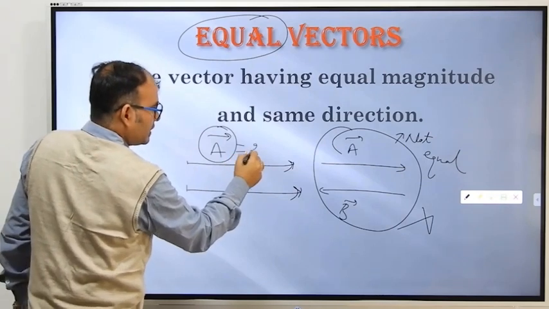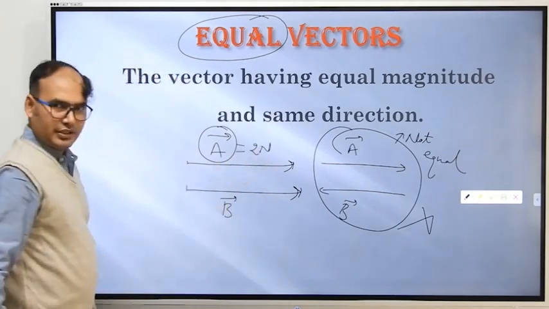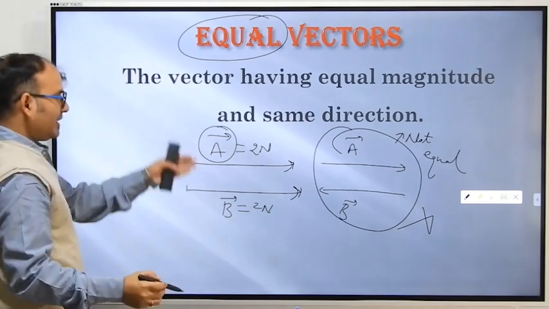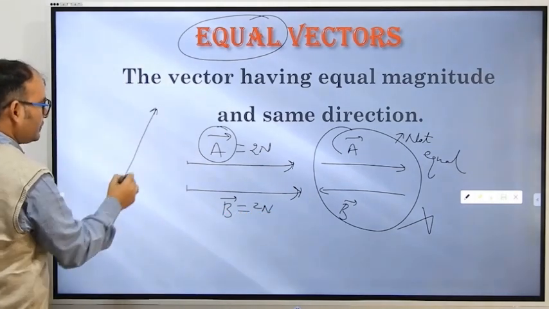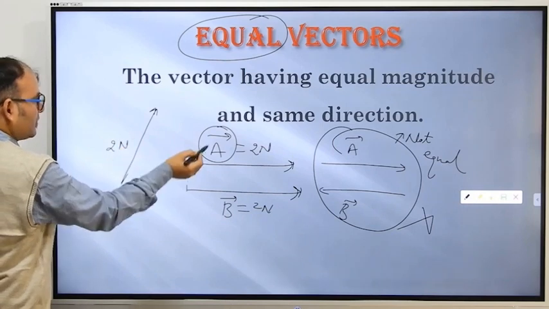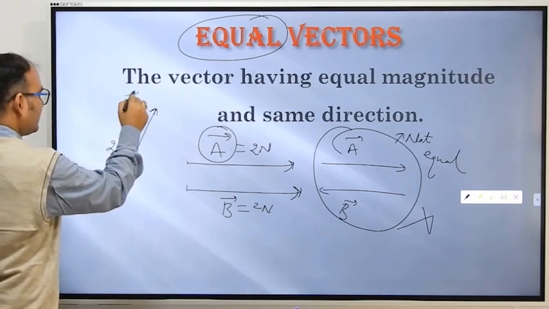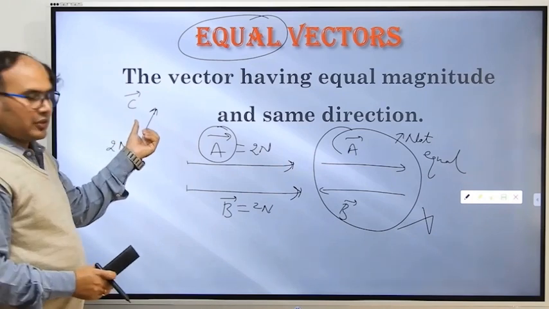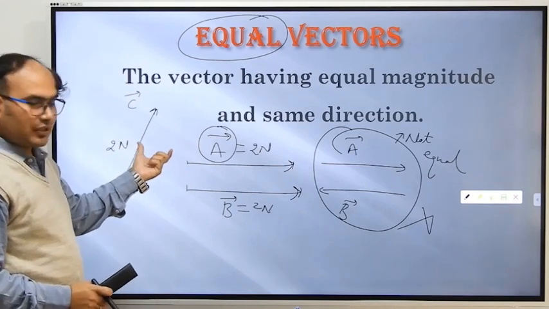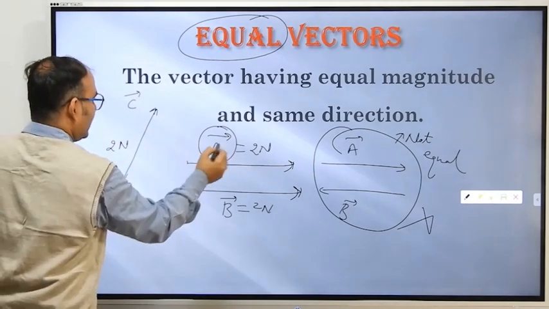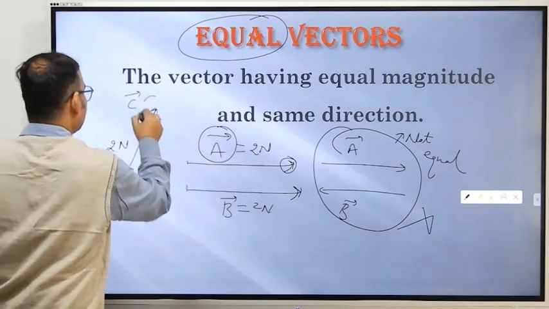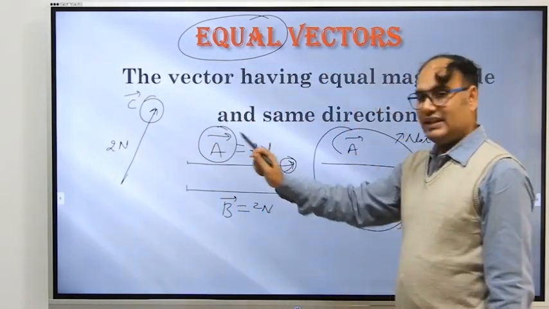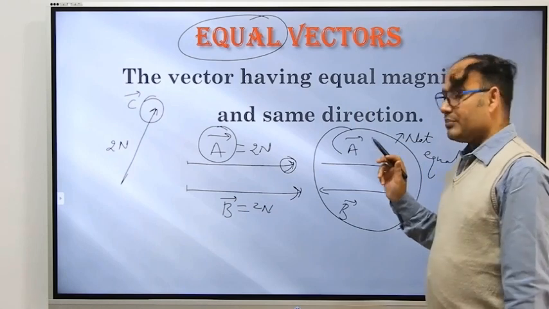Suppose 2 Newton is the magnitude of this vector, and this is also of 2 Newton. Another vector I am drawing here is also of 2 Newton, right? Suppose this vector is A, this is B, this is C. So what do you think? A and C are equal? No, A and C are not equal. Why? Because A has this direction and C has another direction. So A and C have different directions, that's why they will not be equal vectors.